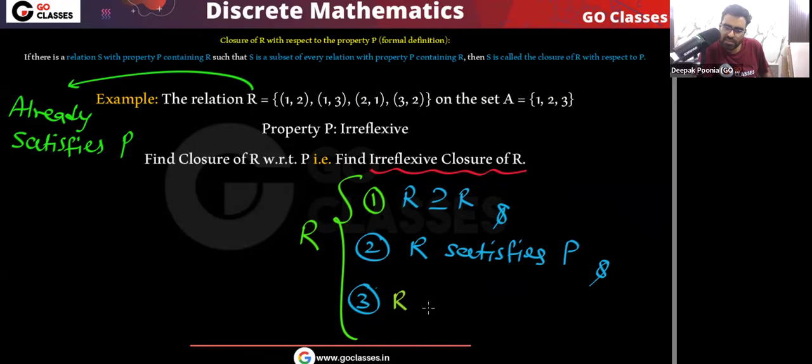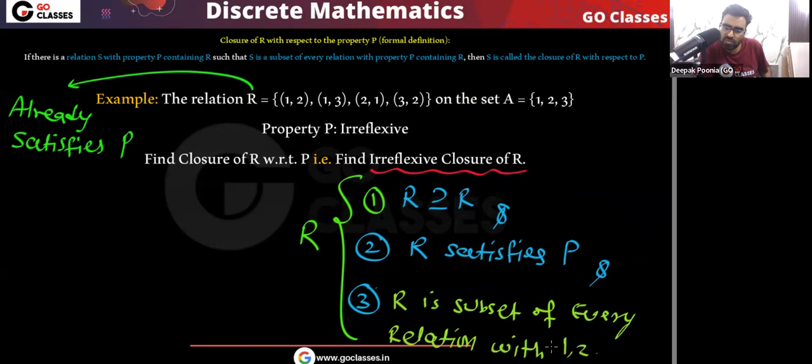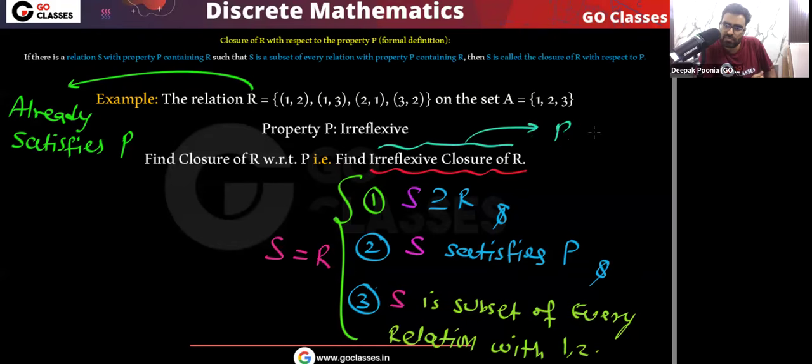R is a subset of every relation with 1 comma 2. So I can say that S is equal to R. I hope you understood. Very easy, right? So finally, the answer will be the irreflexive closure of R. That will be R itself.